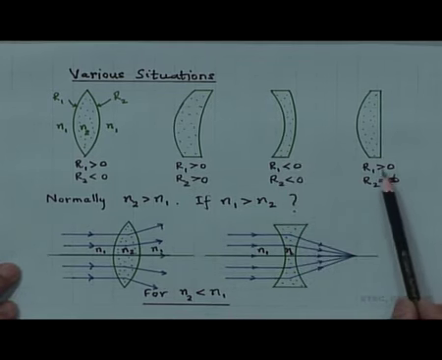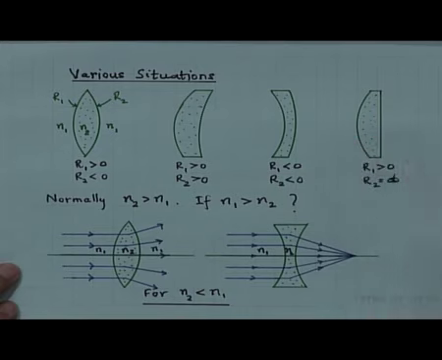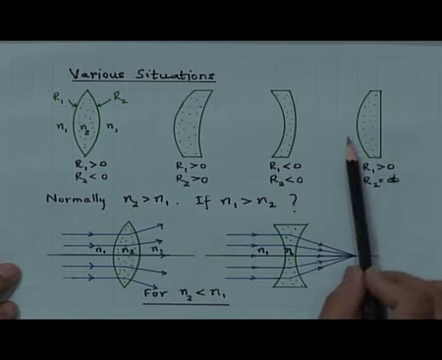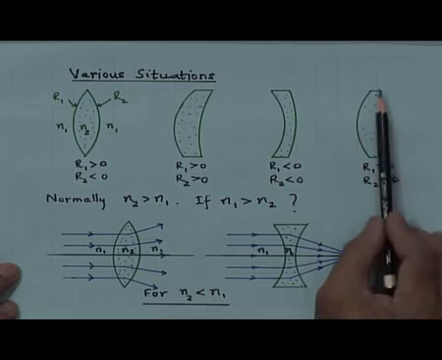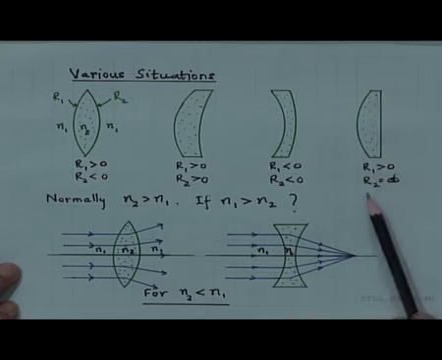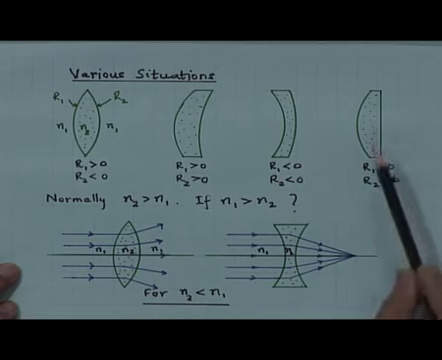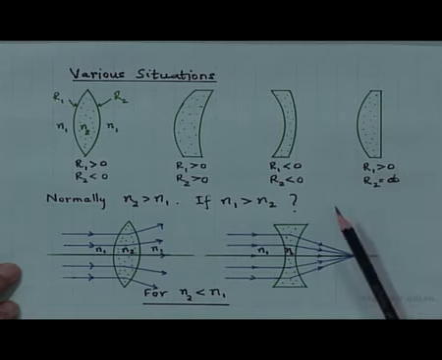And we could also have plano-convex lens or plano-concave lens. This is a plano-convex lens, therefore, r1 is greater than 0, radius of curvature is here, and this is a plane surface, therefore, the radius of curvature is infinity, r2 is infinity, but r1 is greater than 0.